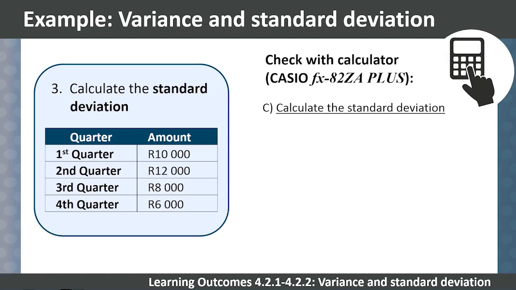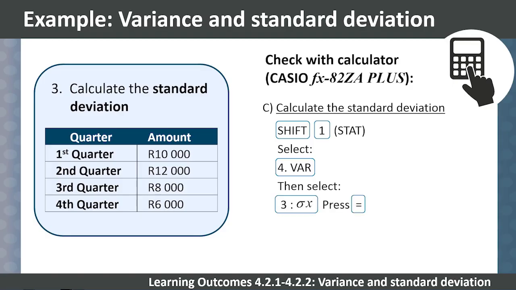Our data is still stored, so we can immediately select our statistics menu by pressing Shift 1. We select 4 VAR and then select number 3 for standard deviation, followed by equals, which gives us 2,236.01. So our calculation was correct.